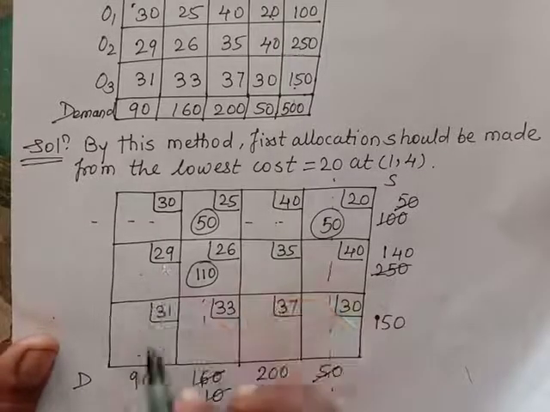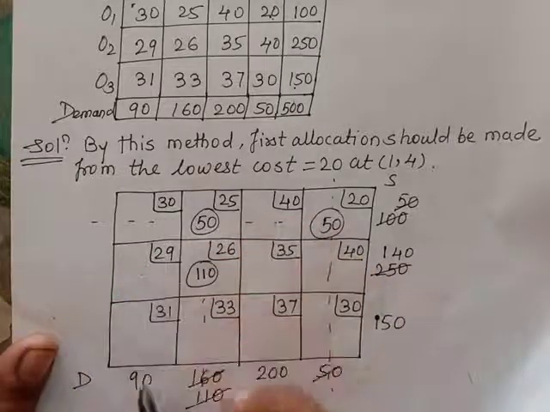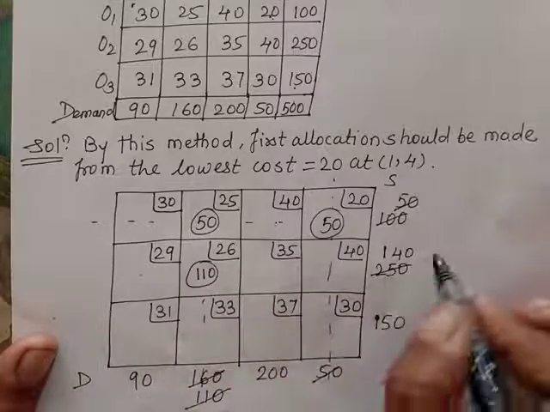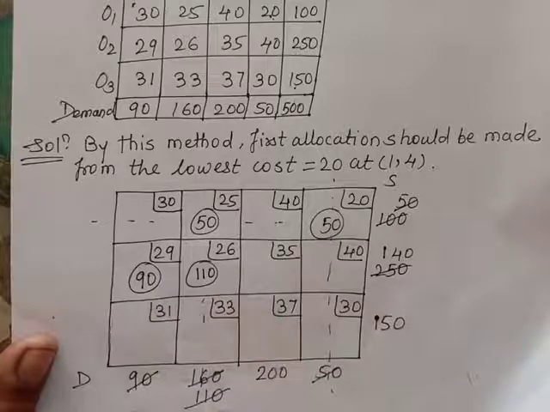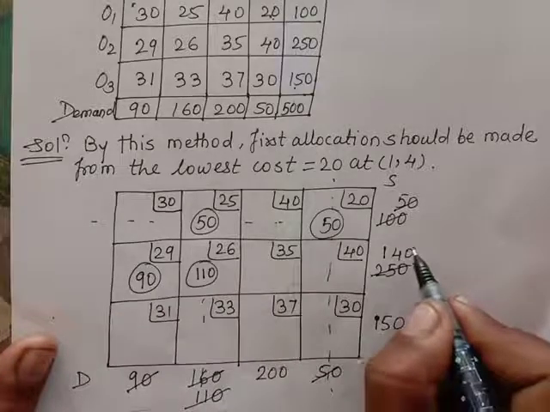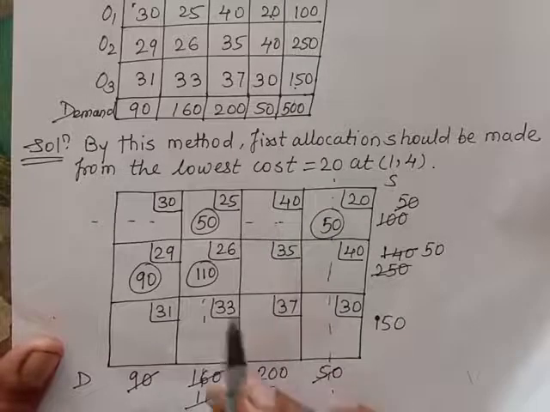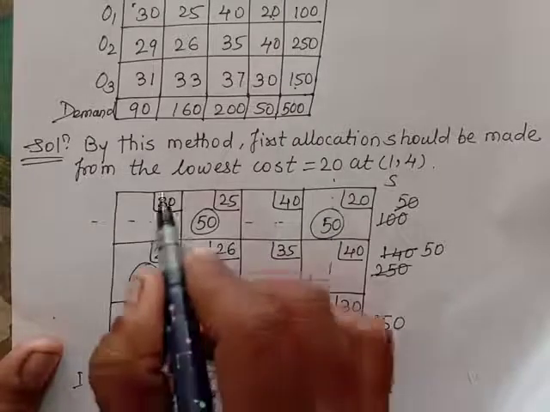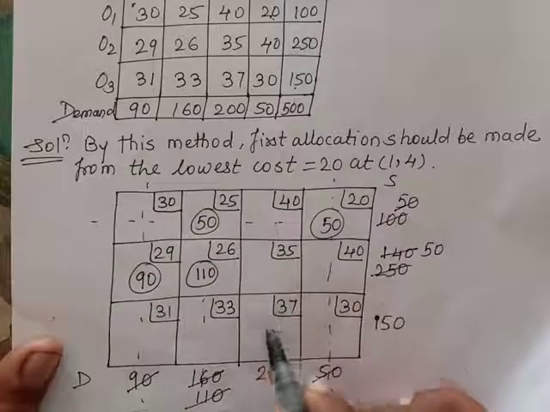So now at this position, it is second row, first column. So we should look for the minimum of 90 and 140. So which is the minimum? 90 is the minimum. So I will do 90 here. So 90 gets satisfied. Now how much is left here? 50 is left now. Due to that, this column gets satisfied. So only these 2 cells are left now.